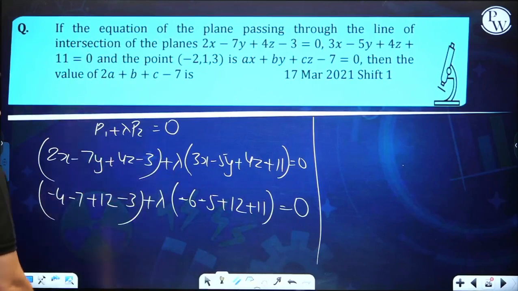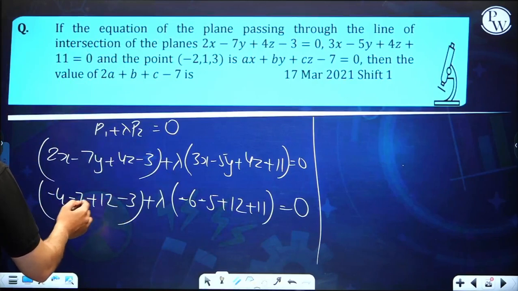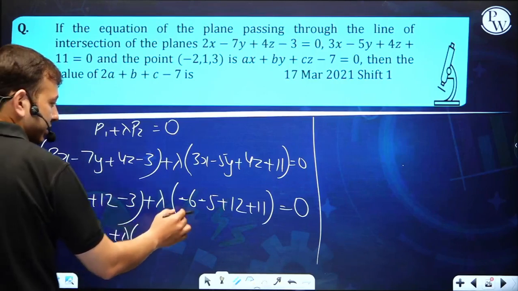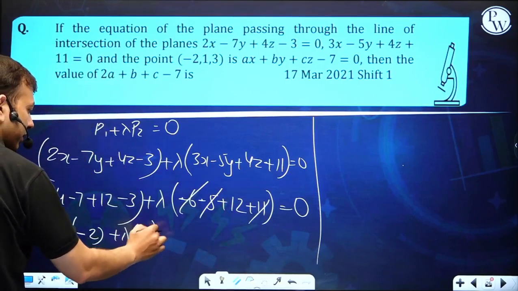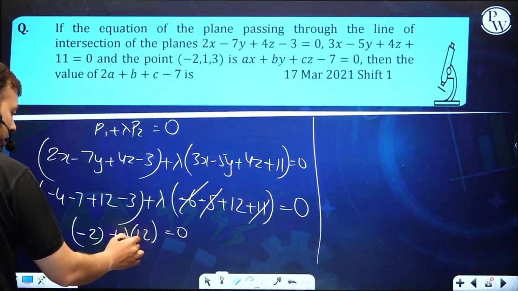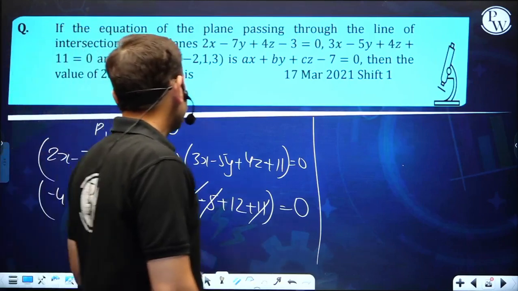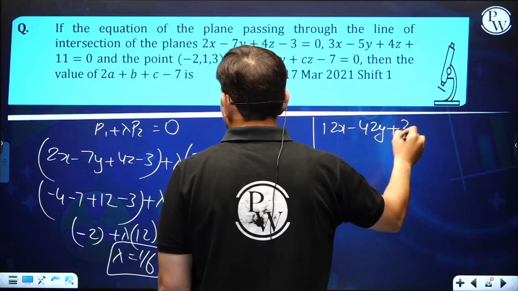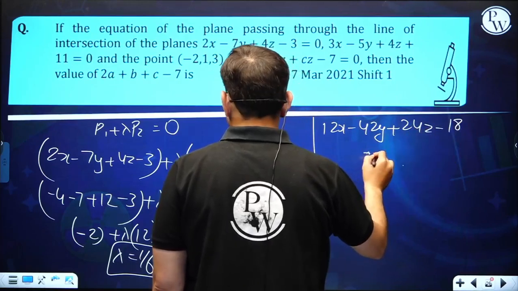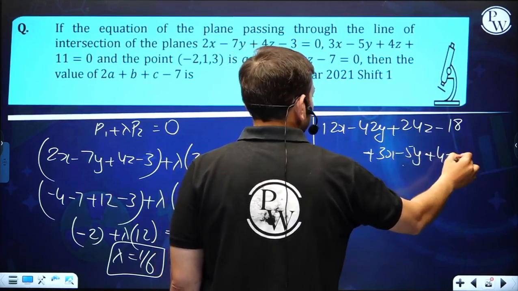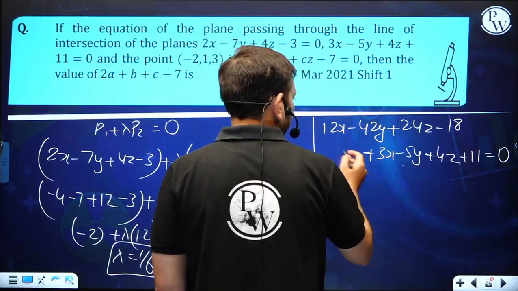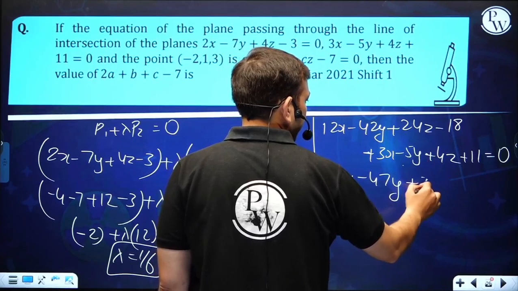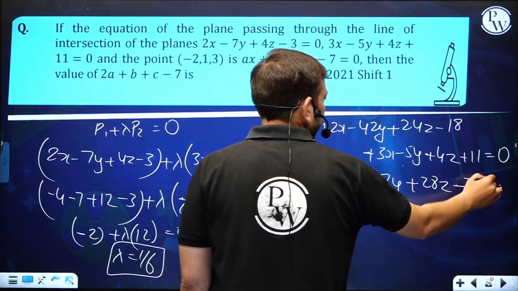So this will give us the value of lambda. Now 4 and 7, it's 11 and 14, so it will be minus 2. It will be minus 2 plus lambda times 6 and 5, 11, so 12. So 2 lambda is equal to, you can do, 1 by 6. Now substitute this 1 by 6 here. So it will become 6 2s are 12x, 6 7s are 42y, plus 6 4s are 24z, 6 3s are 18, plus 3x minus 5y plus 4z plus 11 equals 0. Now simplify. 12 plus 3, 15x, then minus 47y, then 28z, and then minus 7 equals 0.